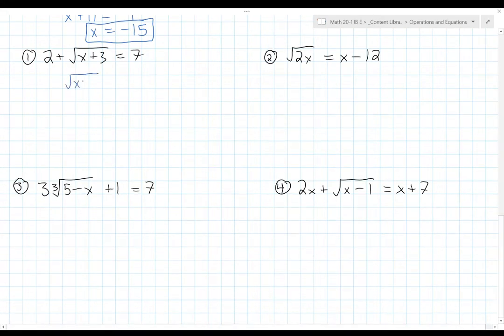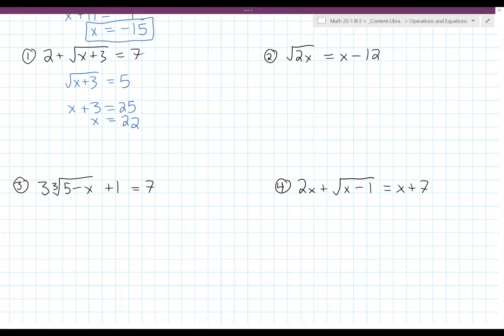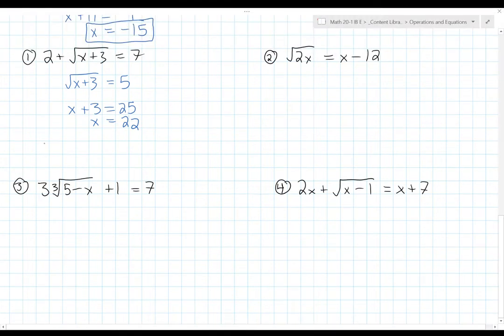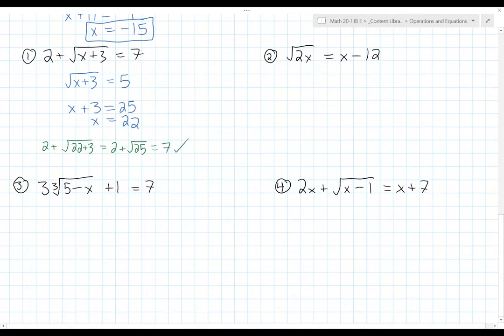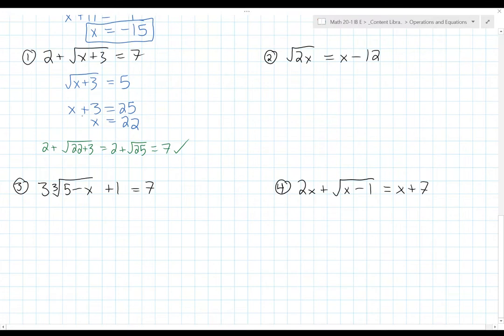We have the square root of x plus 3 equaling 5. So we square both sides of that. And that one's pretty straightforward. We get x plus 3 equals 25, which means x equals 22. We go through and check. So 2 plus the square root of 22 plus 3, which is 25. So 2 plus the square root of 25 is 2 plus 5, which is 7. That is correct. That's what we wanted. So this is a correct answer. X equals 22.